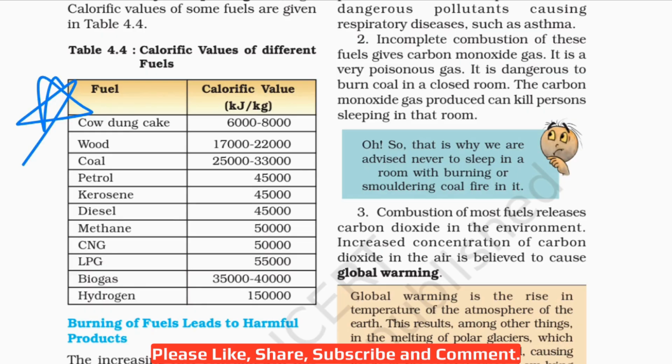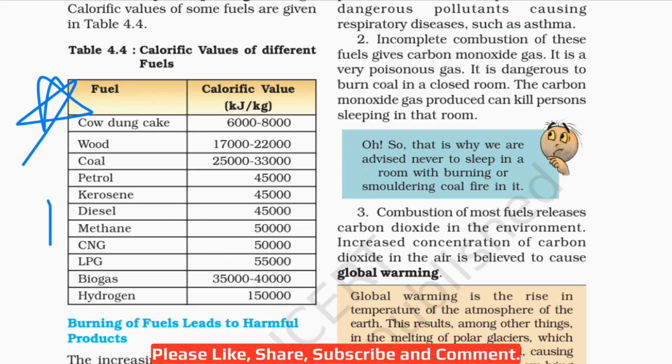Then coal, 25,000 to 33,000 kilojoules per kg. Then petrol, kerosene and diesel will give 45,000 kilojoules per kg of heat energy. Then methane and CNG 50,000, LPG 55,000 kilojoules per kg. Then biogas 35,000 to 40,000 kilojoules per kg. And then hydrogen. This is the highest one, the most efficient fuel, if we talk about it. So 1,50,000 kilojoules per kg.